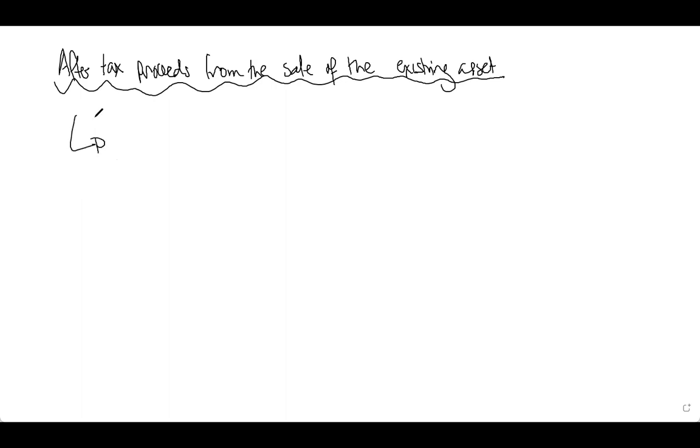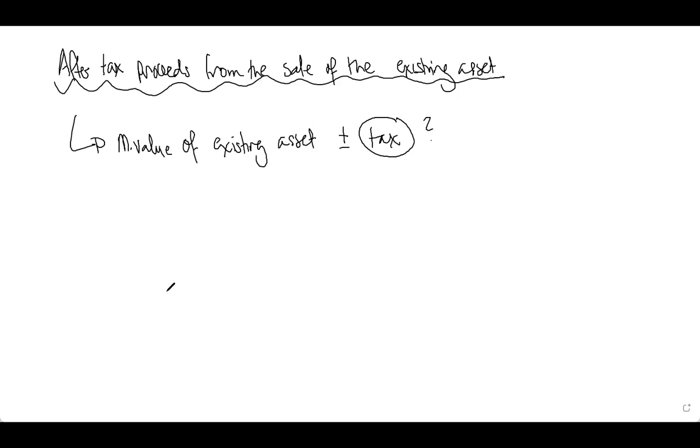How do we calculate the after-tax proceeds from the sale of the existing asset? To get the after-tax proceeds, we just take the market value of the existing asset, like how much can we sell the existing asset for in the market. Then we add or subtract tax. That's how we calculate the after-tax proceeds from the sale of the existing asset. But sometimes tax is not given.